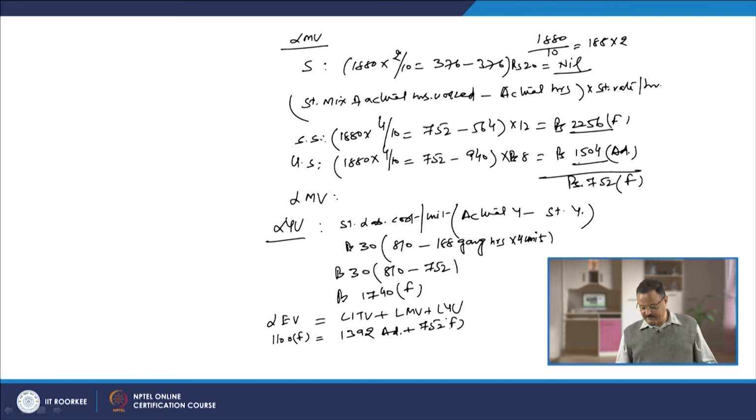This is favorable, plus 1740, this is again favorable. If you total these up, this is again favorable. So, this works out as how much? 2492, these two, this plus this comes up as 2492 and minus 1392. So, this will come up as finally 1100 favorable.